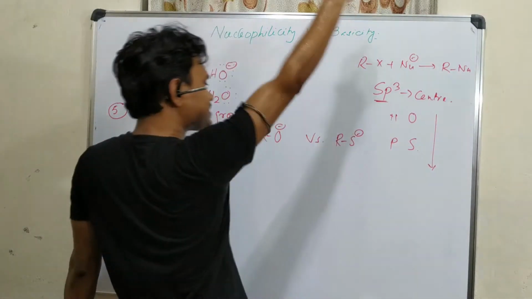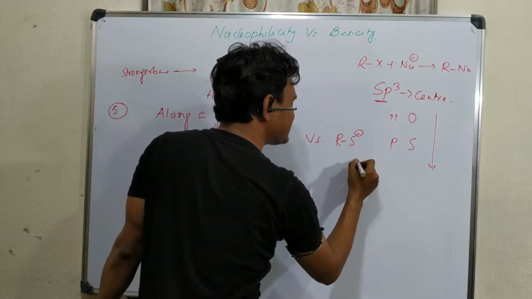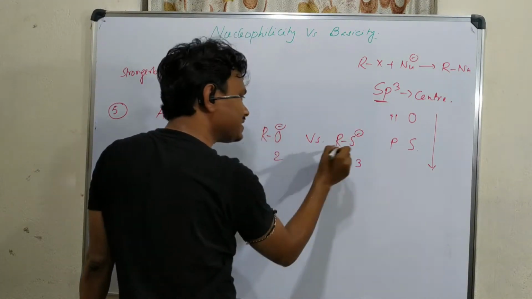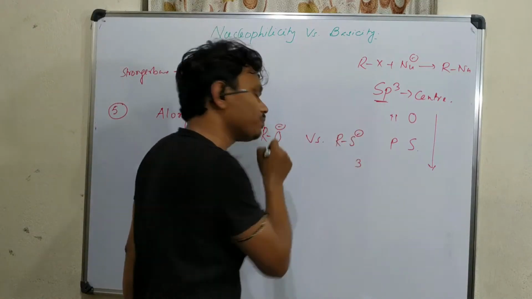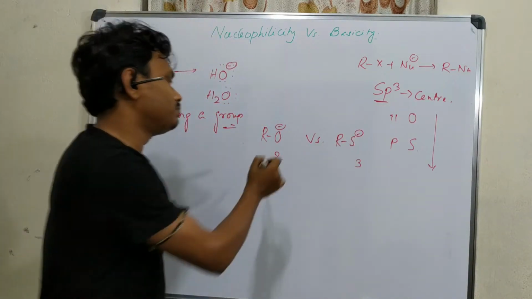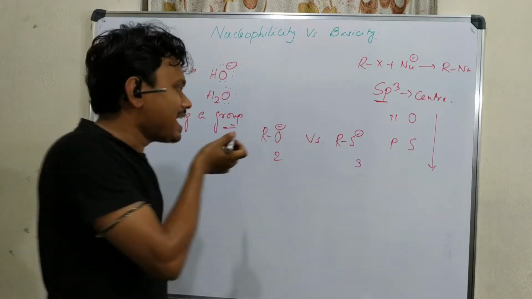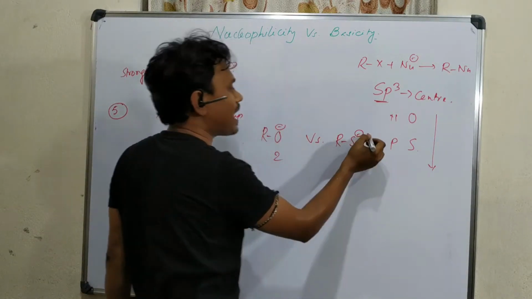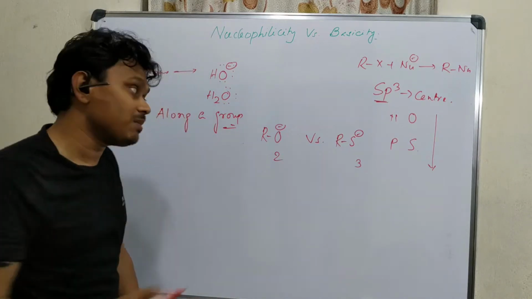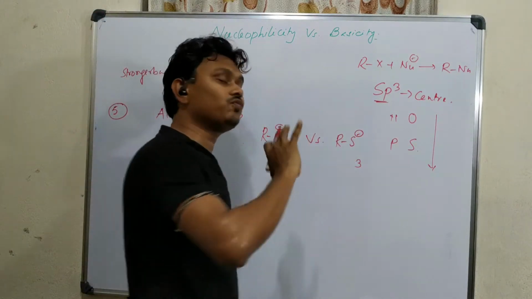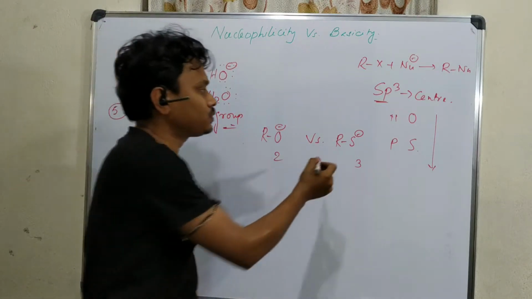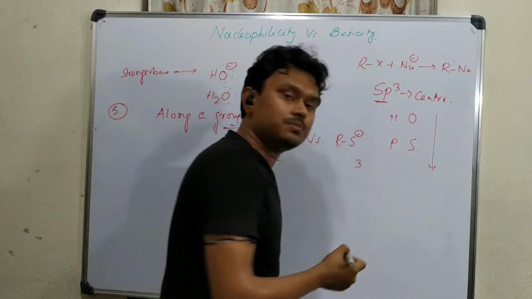Sulfur is larger in size, so the electron density on sulfur is less compared to oxygen, and both have a negative charge. Another thing, the size is big and it has the same amount of charge, so the charge will be more diffused. The size further enhances this due to the negative charge, so it is easily polarizable.